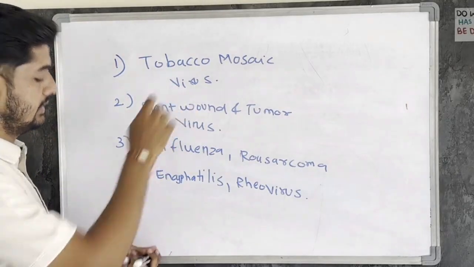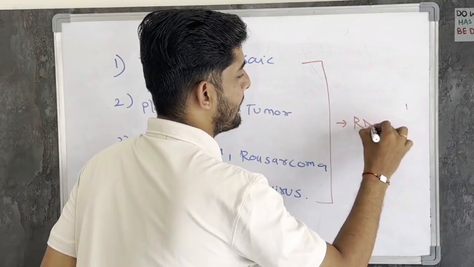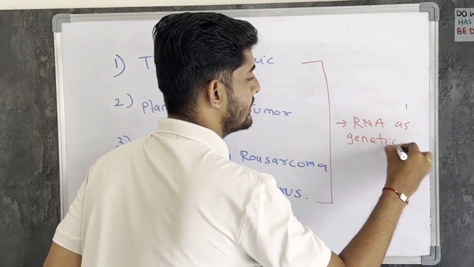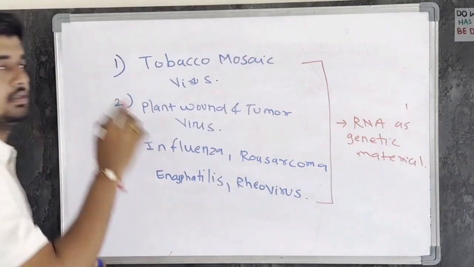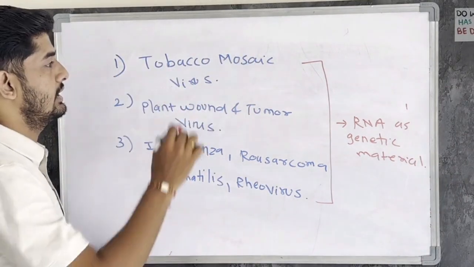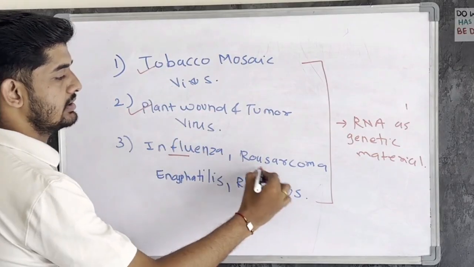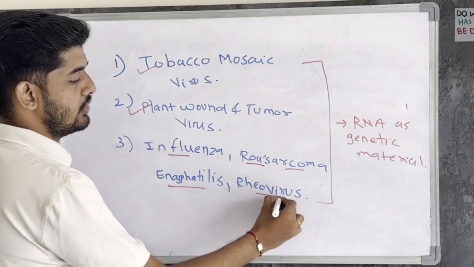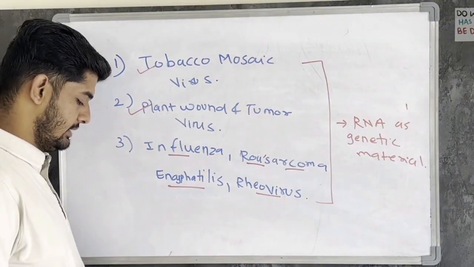These are the organisms that have RNA as genetic material. So these are the organisms that we have to consider: tobacco mosaic virus, plant wound and tumor virus, influenza virus, Rous sarcoma virus, encephalitis, and reovirus. They have RNA as their genetic material.